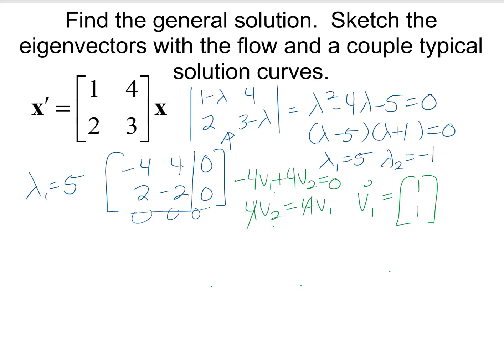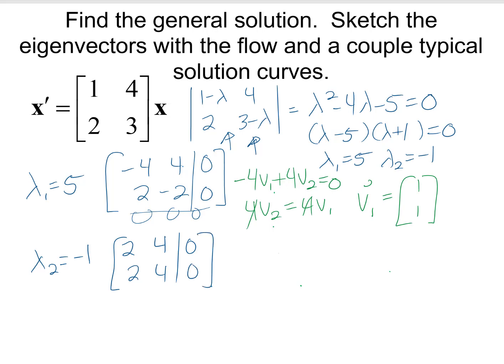Now let's go ahead and take the second eigenvalue, which is negative 1. We put it back in this A minus lambda I matrix. 1 minus a minus 1 makes a plus 1, so 1 plus 1 is going to be 2. And then we've got 4, and the bottom row is 2 and 3. Minus minus makes a plus, that'll make that 4. You can see the dependency there.